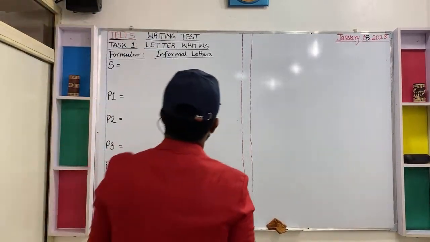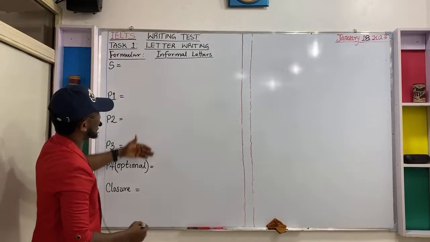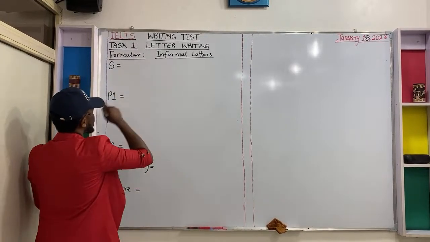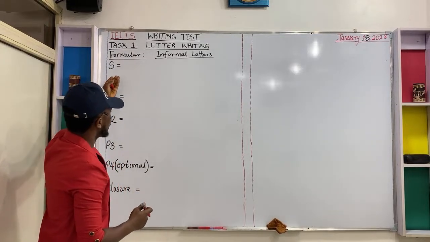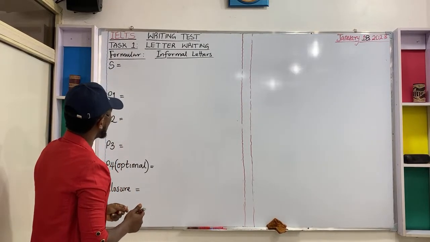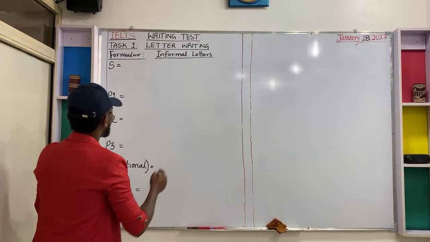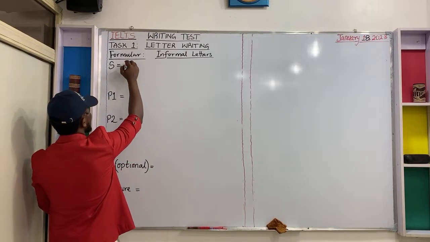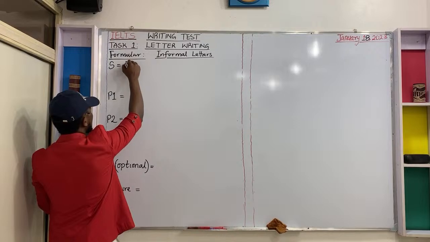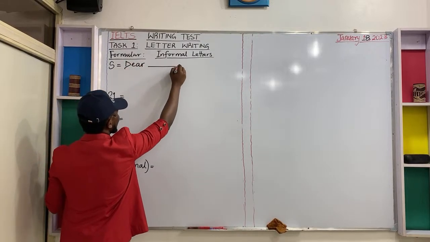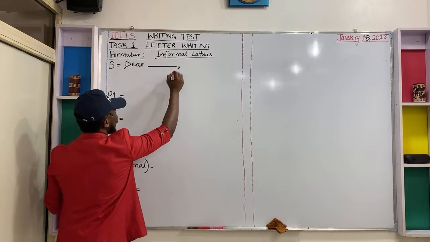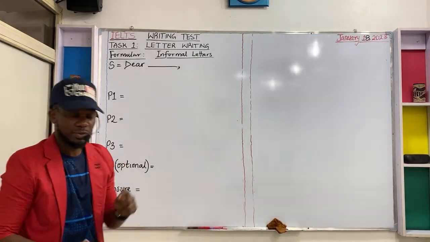All right. Now let's look at how the informal letter should look. The first thing you must have is what we call the salutation. S right here stands for salutation. So your informal letter should express your salutation beginning with the word dear, then whoever it is you're writing to, and then a comma comes in, right?